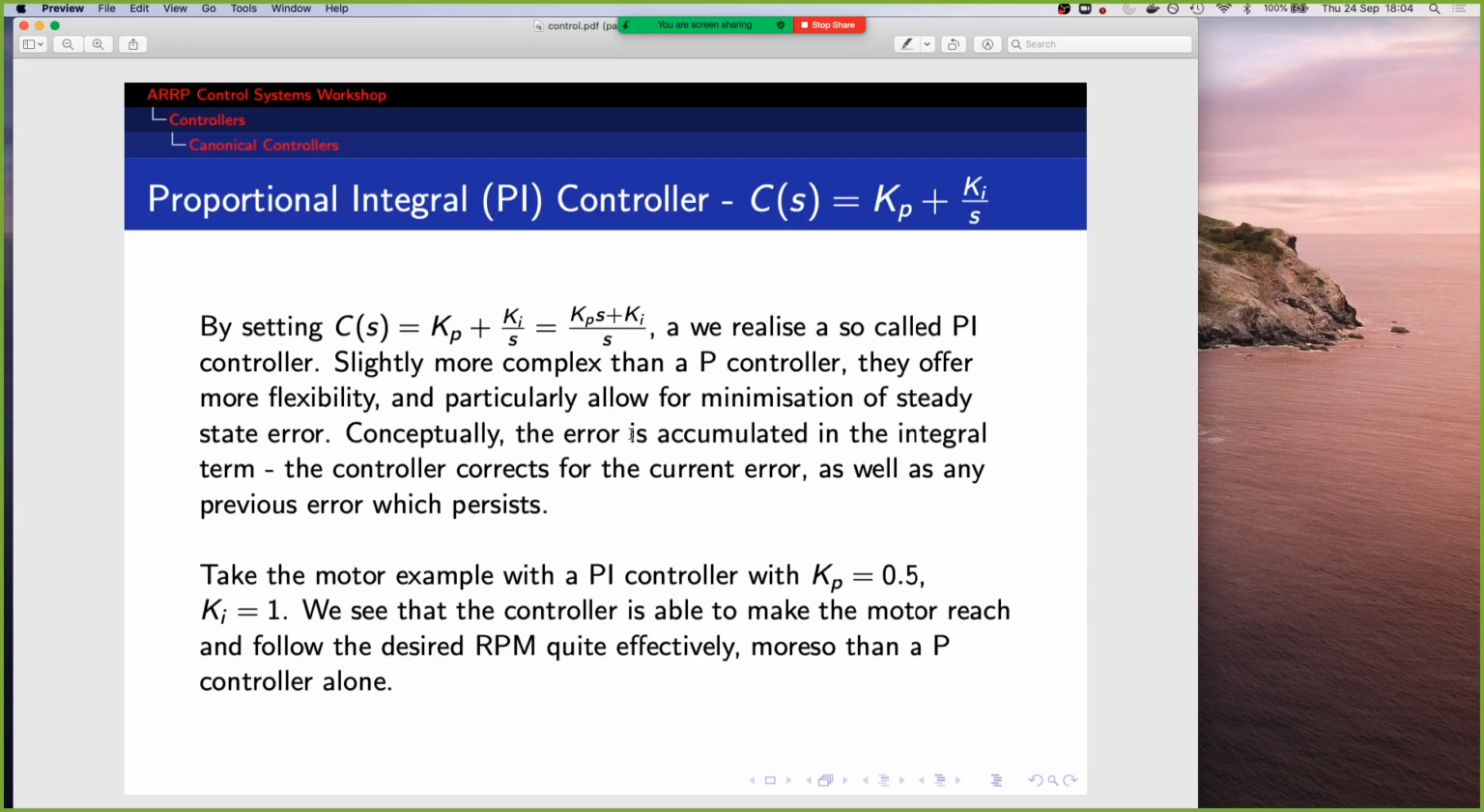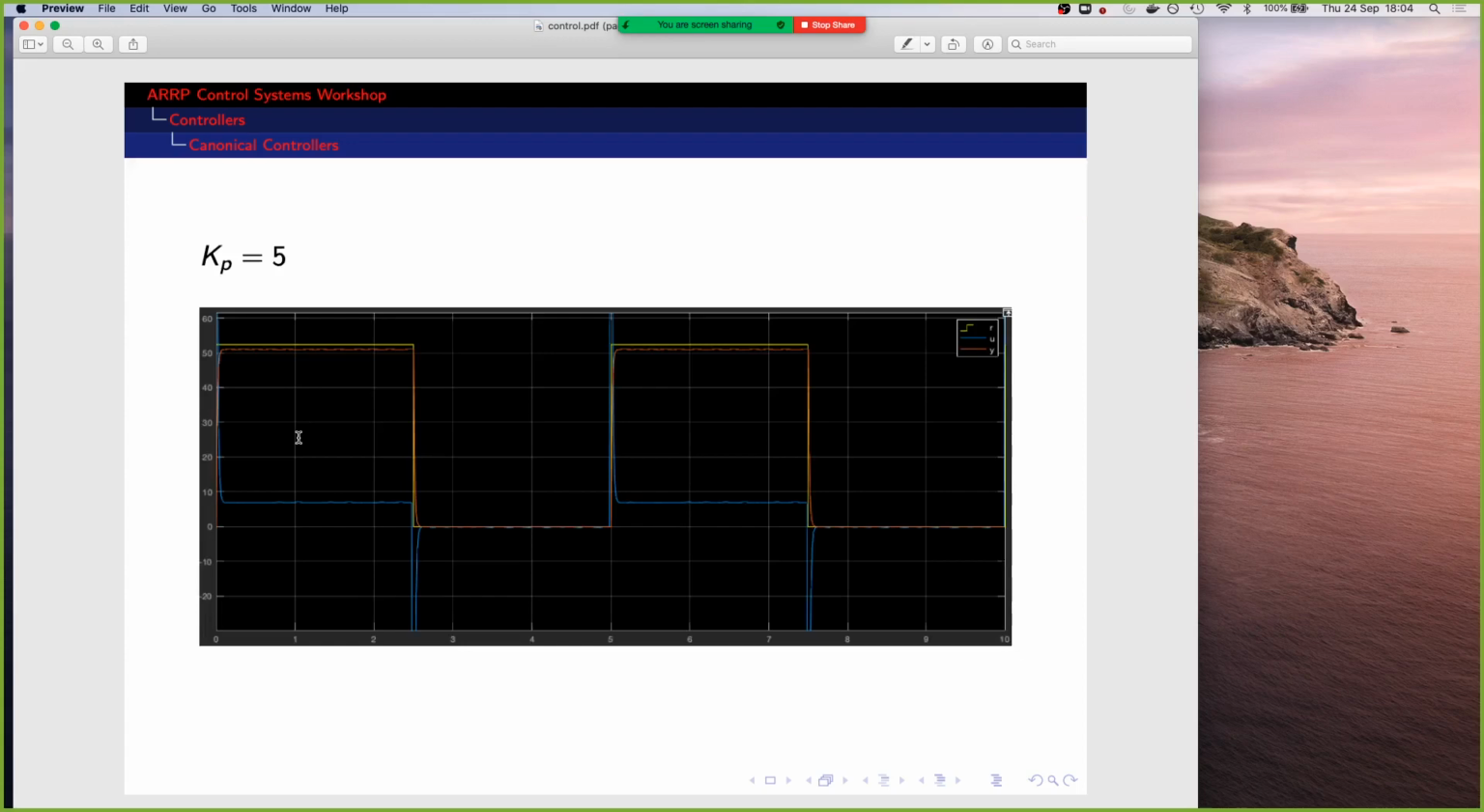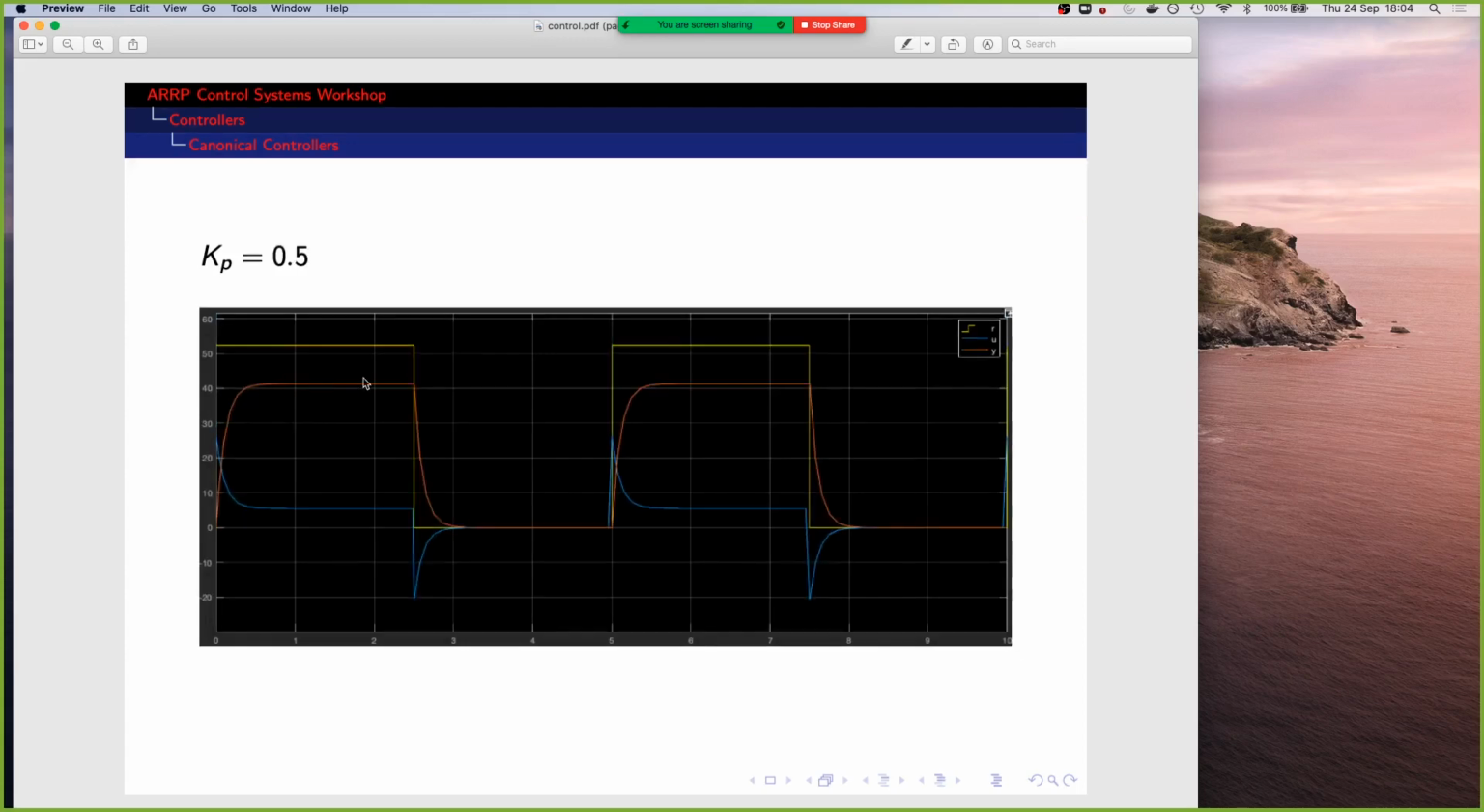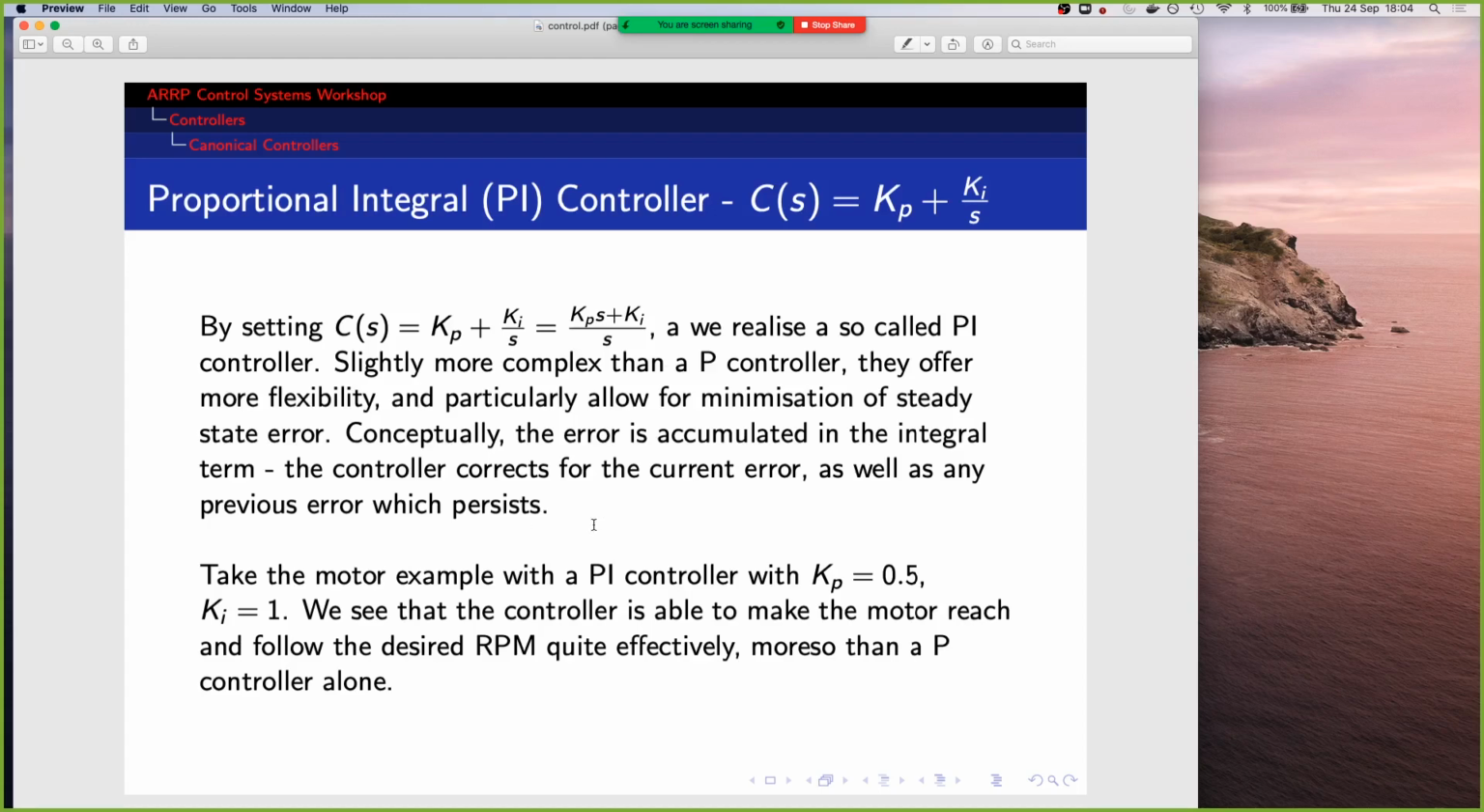It's slightly more complex in the controller design, but it offers some more flexibility. And particularly the inclusion of this integral term in the PI controller helps us minimize steady state error. So back on this one, right? This is what we'd refer to as steady state error, the difference in the steady state of what's actually happening with our plant with the desired value. So there's a steady state error there of about 10 units, or a bit over 10 units there. Inclusion of this integral term, we'll see, can help to minimize that effect.